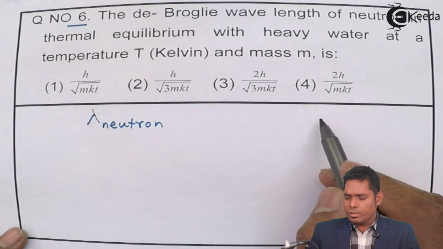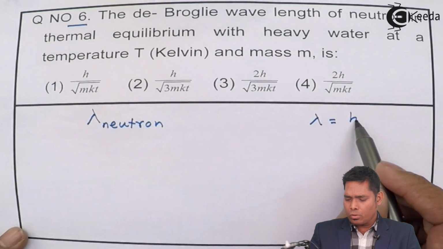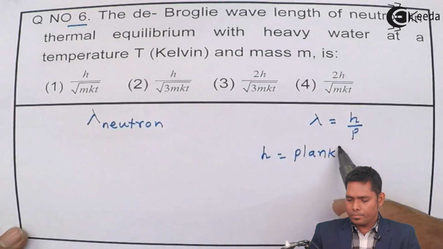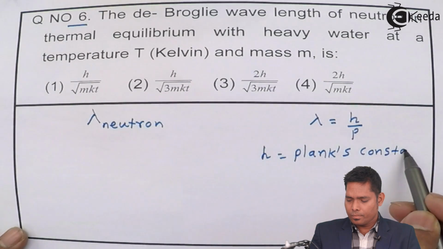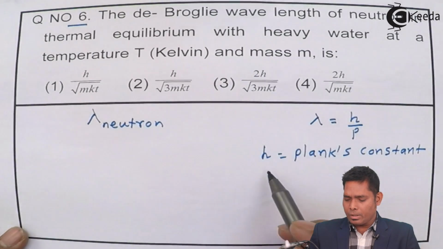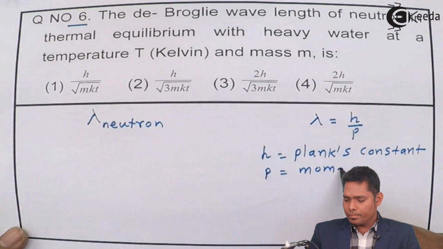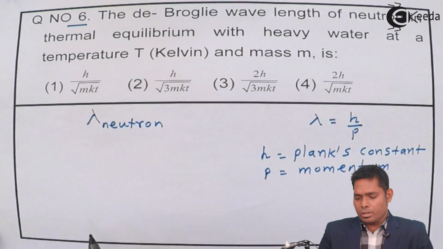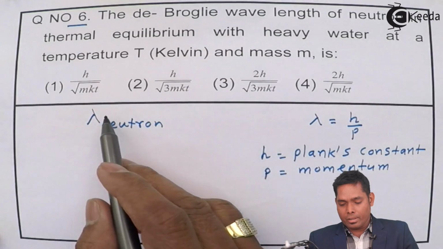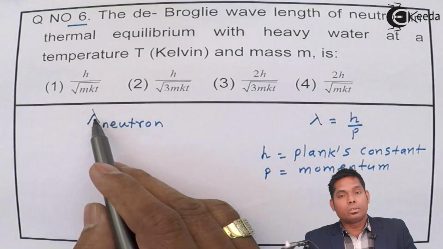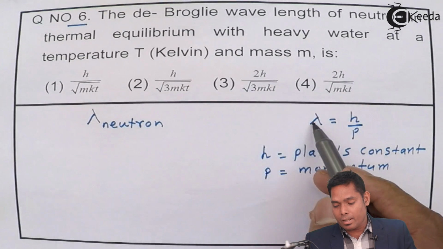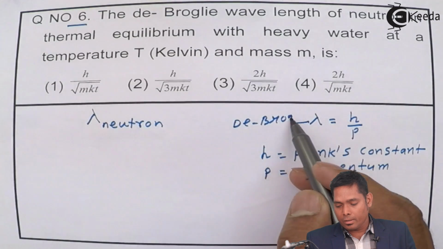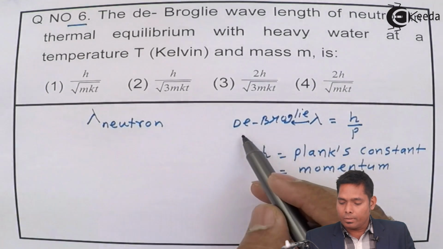De Broglie wavelength in general is given by lambda is equal to h over p, where h is called Planck's constant and p is the momentum of the particle. Here the particle is a neutron and its de Broglie wavelength has to be found. This wavelength lambda is the de Broglie wavelength.